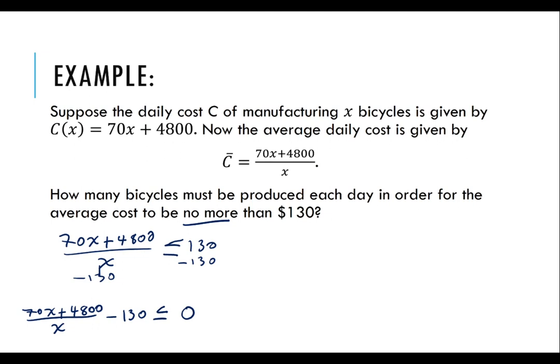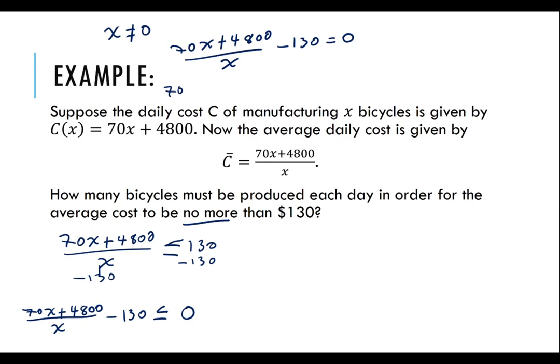Then we need to find the zeros and the domain restrictions. But notice the domain restriction: x cannot equal 0. So when we cut up our number line, we're going to need to cut it up with a 0. Also, then we have 70x plus 4,800 divided by x minus 130 equals 0 to find our zeros. Multiply everything by x, which is the LCD.